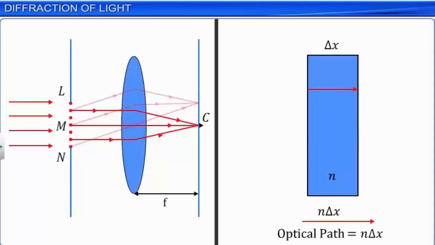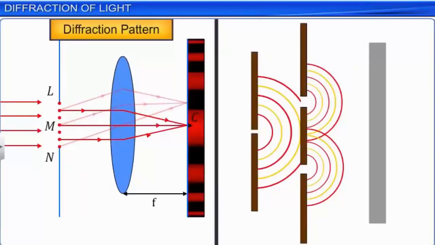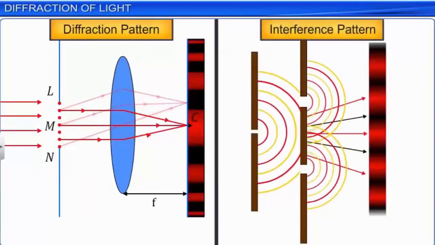Let us now compare the diffraction fringes due to a single slit with the interference fringes formed in the double-slit experiment.